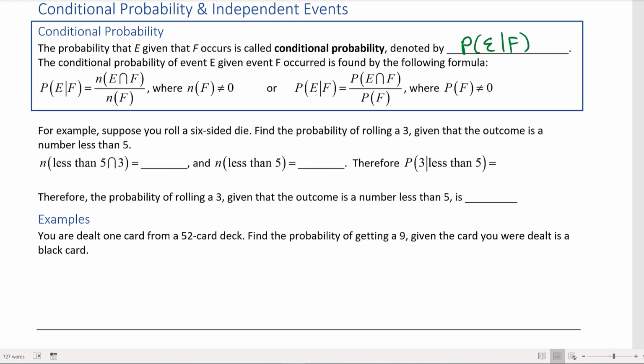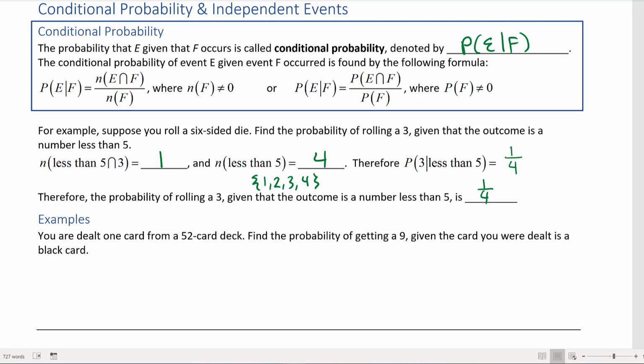So what are the number of ways that we could have a number less than 5 and a 3? Well, there's only one way. What's the number of less than 5? Well, there's 4, because 1, 2, 3, and 4. We can't include 5 because it says less than 5, not less than or equal to 5. So what's the probability of rolling a 3 given that it is less than 5? That is 1 out of 4. Therefore, the probability of rolling a 3 given that a number is less than 5 is 1/4.